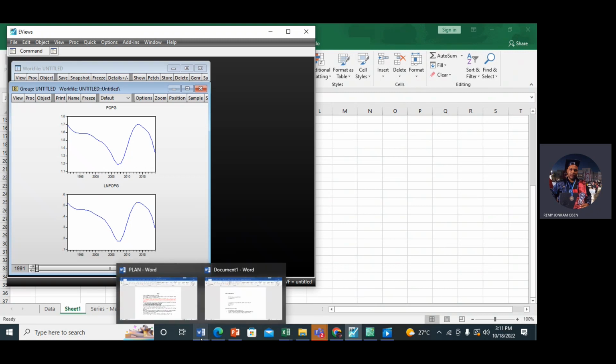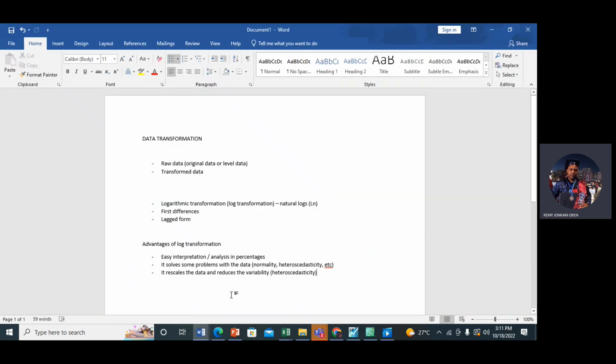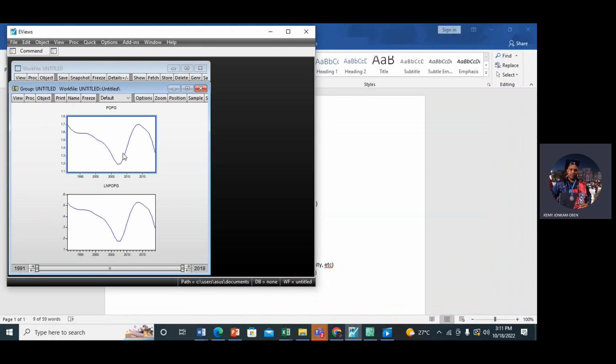Come back here, I was telling you the advantages of using logs. One of the reasons I told you is that it rescales the data and reduces the variability. Let me demonstrate. Now, this is a level data, raw data. Look at the scale. It is from 1.1 to 1.8, right? So the range is like 1.7.